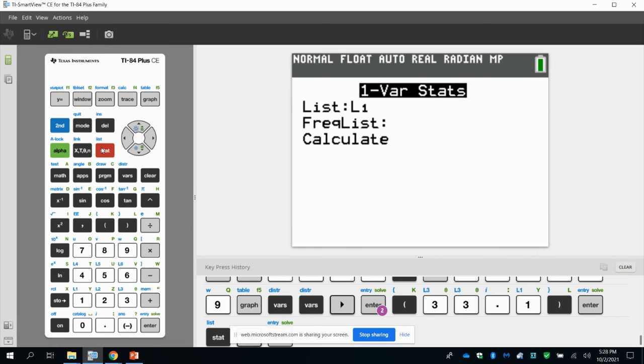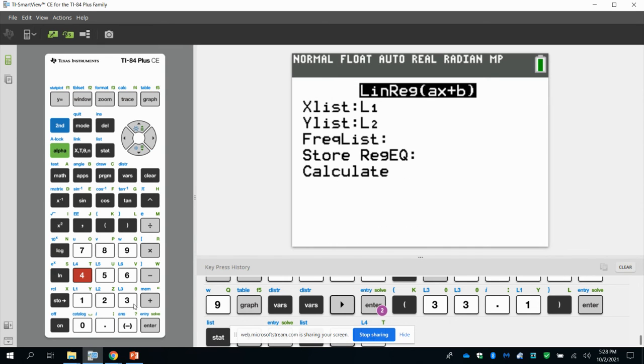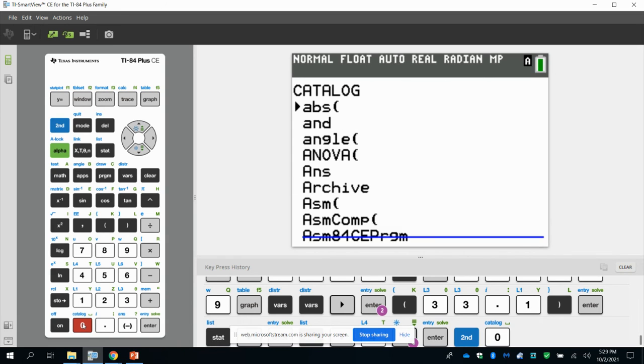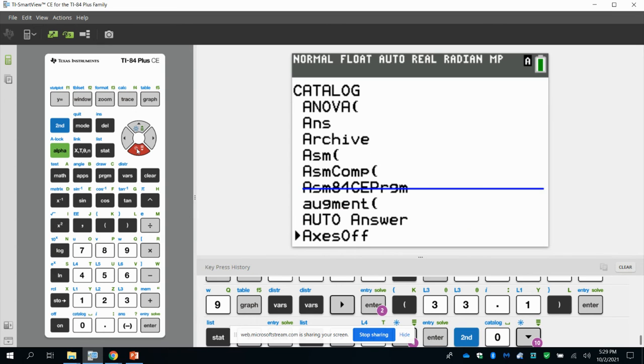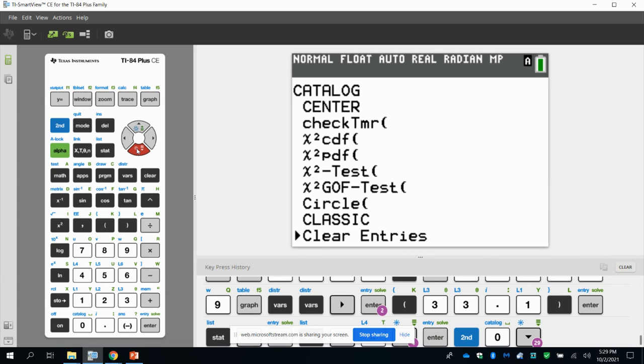Oh, it's wrong. Sorry. Calculate, and then option 4. So maybe you only get y equals, a equals, b equals. You don't see r and r squared. Okay, I can tell you how to show that. You press second and then 0. We want to call the catalog. You need to turn the statistic diagnostic on. Okay, you need to turn that on in order to show that.